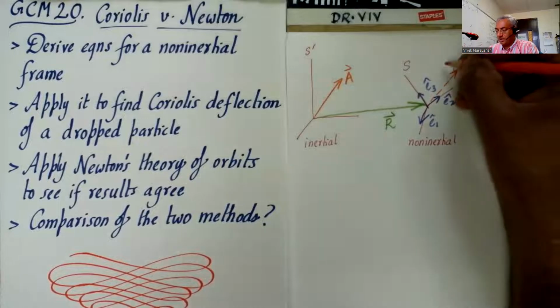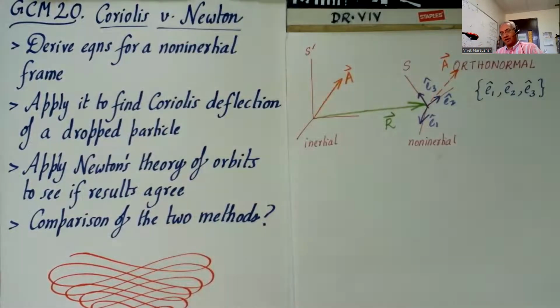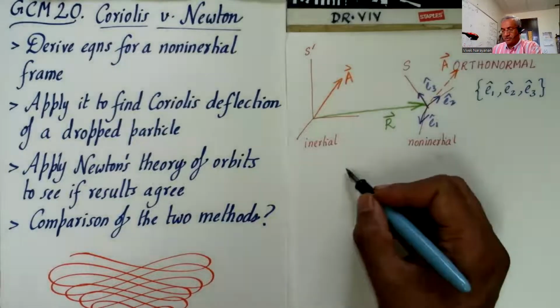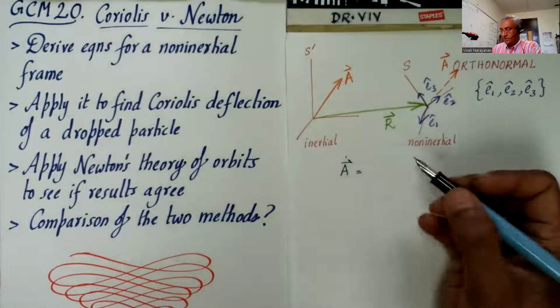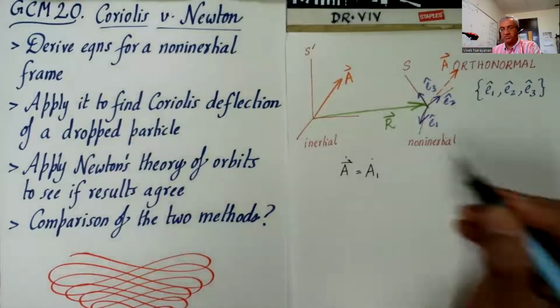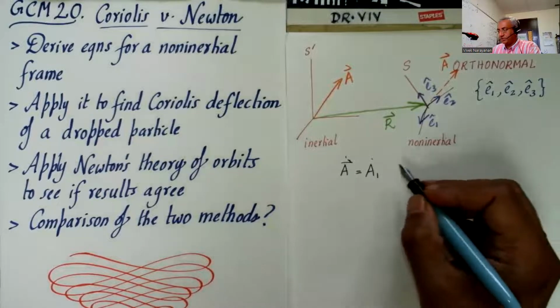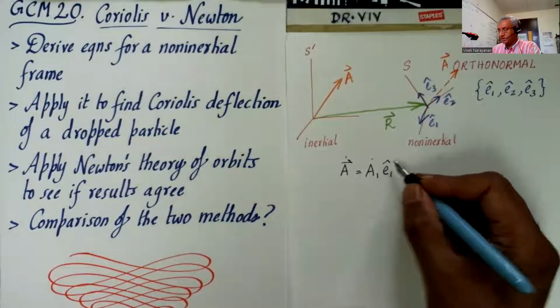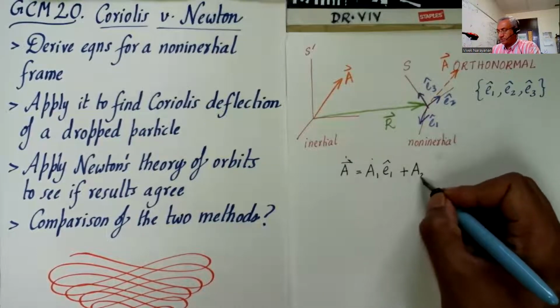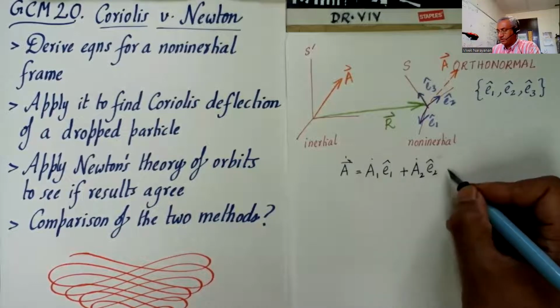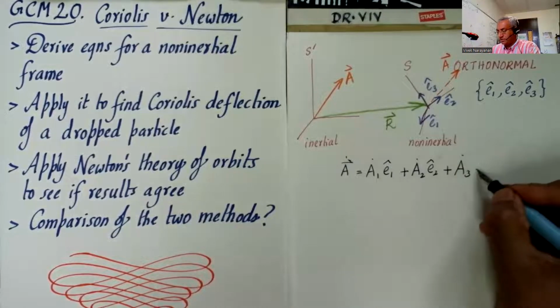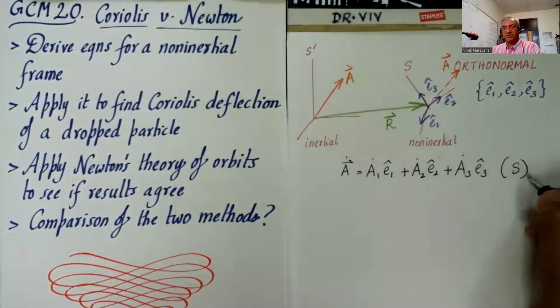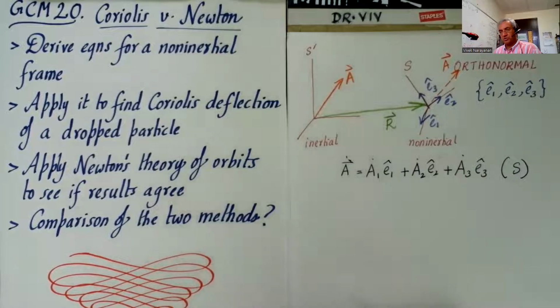Now, all vectors can be moved parallel to themselves, so I can move the vector parallel to itself and situate it at the origin of the frame S. Then we have the following equation for the rate of change of A. A dot is the rate of change of the first component times E1, plus the rate of change of the second component times E2, plus the rate of change of the third component times E3. This is how the person in S would determine the rate of change of a vector.